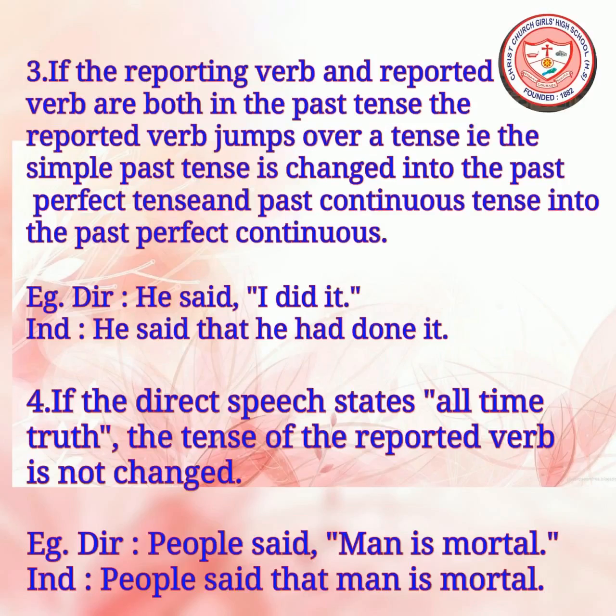The last rule is one of the most important rules to keep in mind while changing the mode of narration. Rule number four. If the direct speech states an all-time truth or a universal truth, the tense of the reported verb is not changed. For example, direct speech, "People said, 'Man is mortal.'" Indirect speech, "People said that man is mortal." There is no change in the tense of the reported verb.